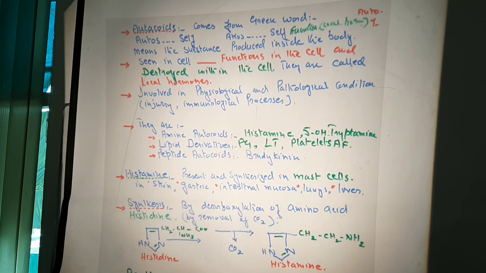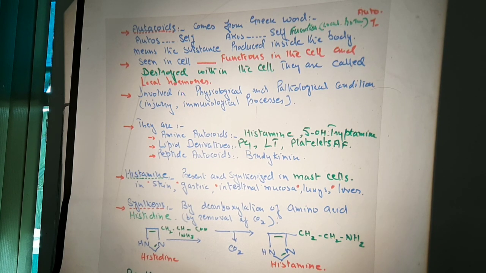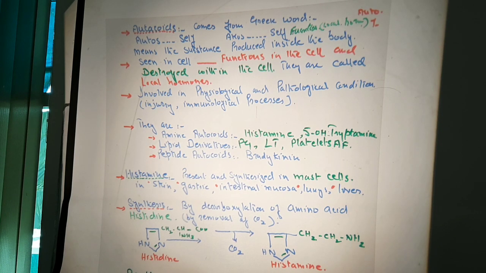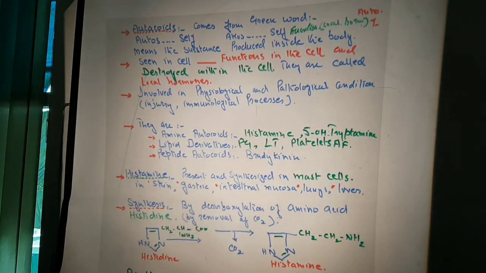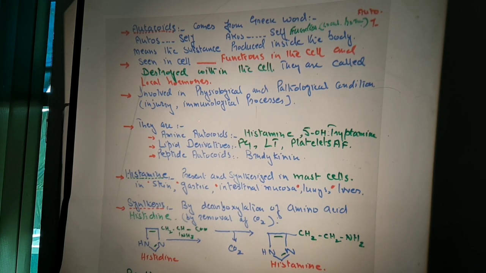Now these are the substances produced inside the cell. They are synthesized inside the cell, perform their function in the cell, and then are destroyed within the cell. That's why they are known as local hormones. They are released in physiological and pathological conditions such as injury and immunological processes. Immunological processes means when antigen-antibody reaction takes place, there is release of these components.